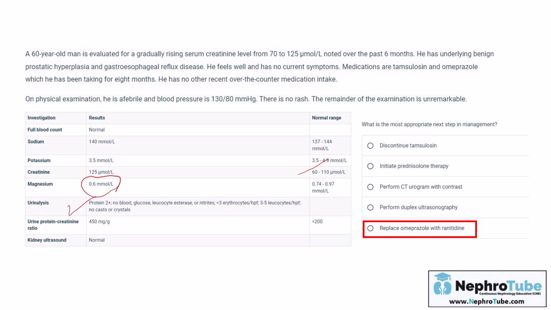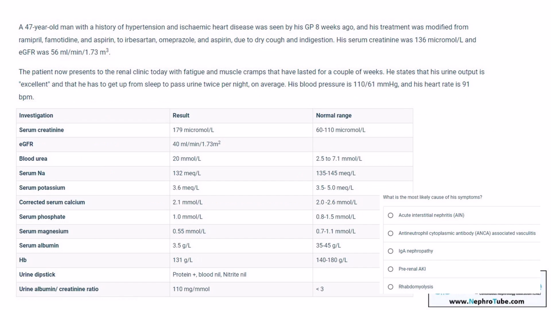In urine analysis, you will find protein 2 plus, proteinuria less than 1 gram. So there is a rise in serum creatinine over the past 6 months in a patient who started omeprazole, with hypomagnesemia. So kidney injury with low proteinuria and hypomagnesemia in a patient taking omeprazole is usually acute interstitial nephritis secondary to omeprazole, and you have to replace omeprazole with ranitidine. Next case.